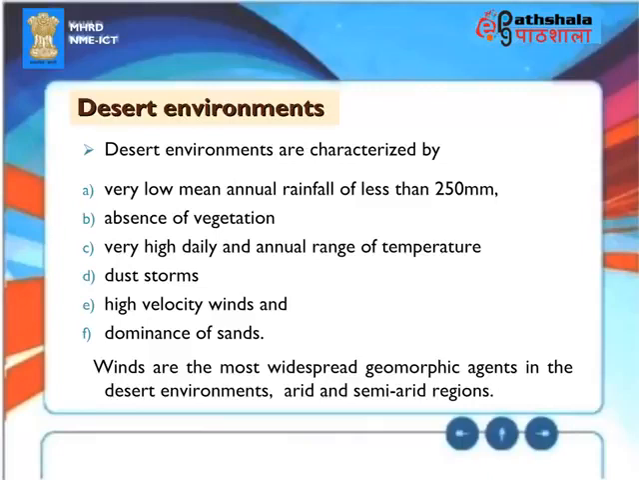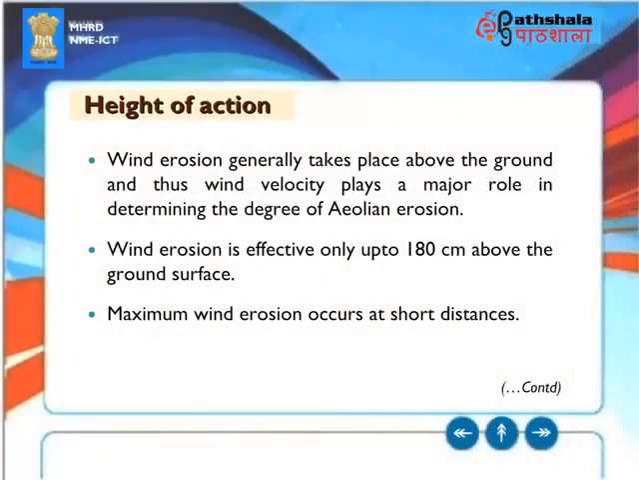Winds are the most widespread geomorphic agents in desert environments, arid and semi-arid regions. Height of action. Wind erosion generally takes place above the ground, and thus wind velocity plays a major role in determining the degree of Aeolian erosion. Wind erosion is effective only up to 180 centimeters above the ground surface. Maximum wind erosion occurs at short distances.